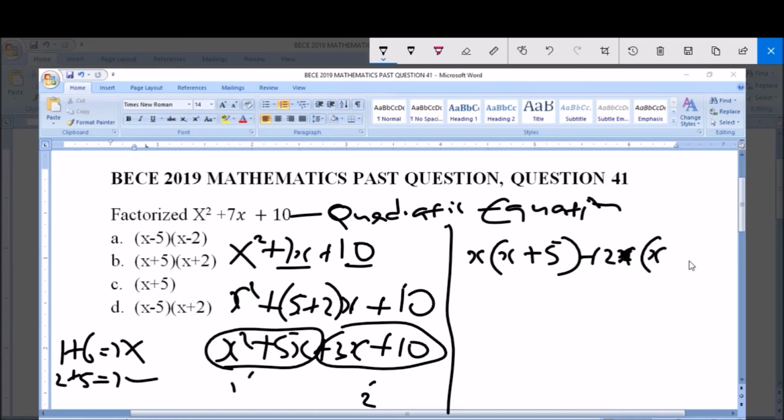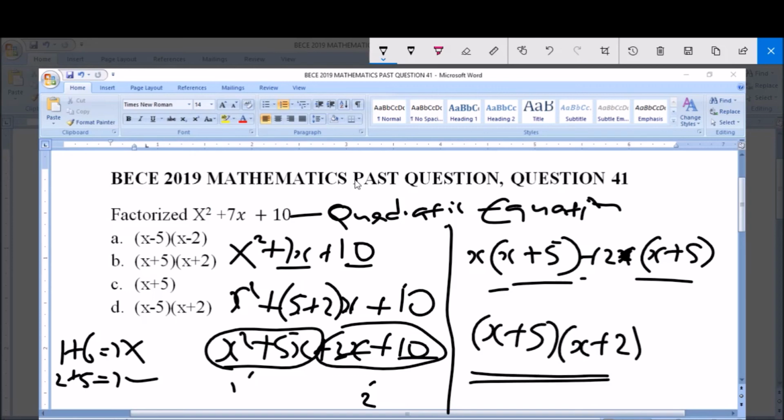So now you notice that the contents of these brackets are the same. When you're factorizing any quadratic expression, you must make sure that the contents of your brackets are the same. And when you get the contents the same, you now pick one of these brackets, that is x plus 5, and then you pick the coefficient of these brackets, that is x plus 2. So this is a complete factorization of this quadratic expression, x squared plus 7x plus 10.